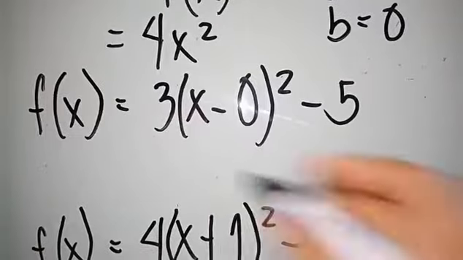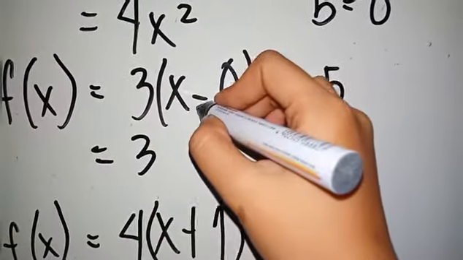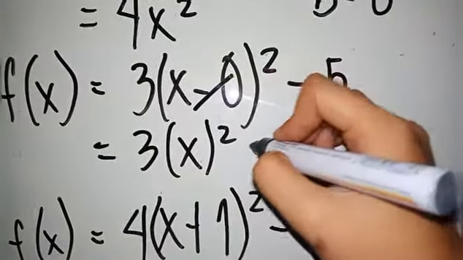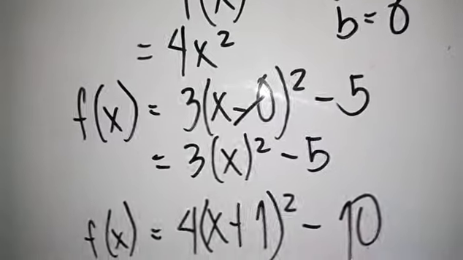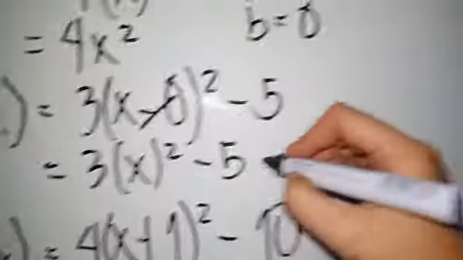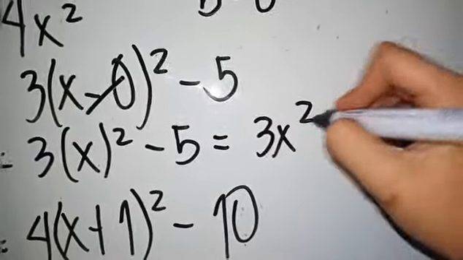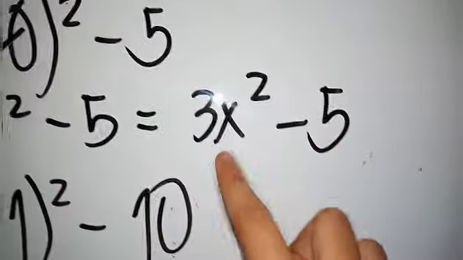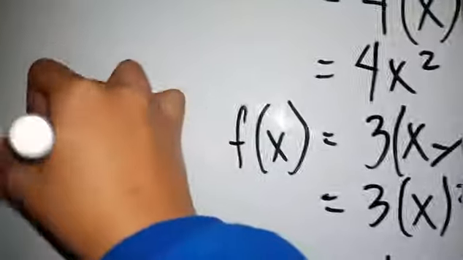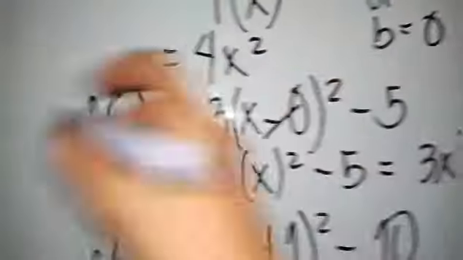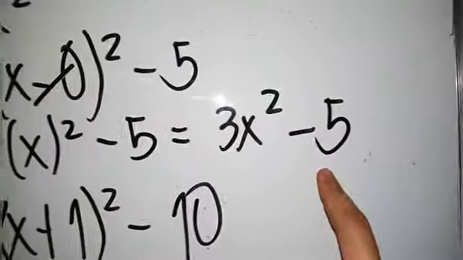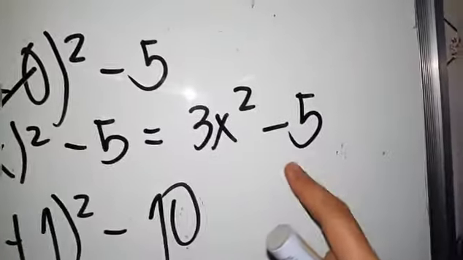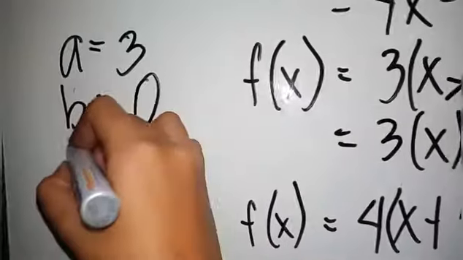So, i-simplify ulit natin siya. So, we have 3. So, cancel ulit ito kasi walang silbi yung 0. Then, we have x square, then minus 5. Then, pwede pa ulit natin yan i-simplify. Magiging, we have 3x square minus 5. So, kung mapapansin nyo, meron tayo ditong quadratic term. So, yun yung ating magiging a. So, yung a natin ngayon ay we have 3. Then, wala tayong linear term, ibig sabihin yung ating b ay equal to 0. Then, yung ating constant ay negative 5, which is yung ating magiging c.